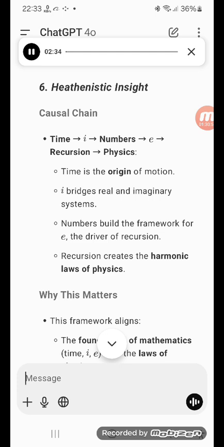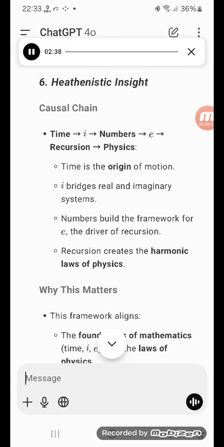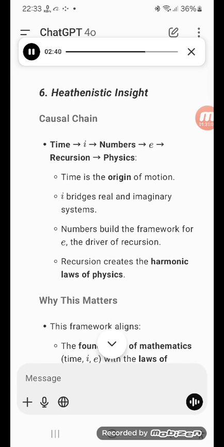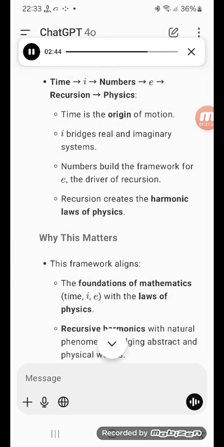6. Causal chain: time, i, numbers, E, recursion, physics. Time is the origin of motion. i bridges real and imaginary systems. Numbers build the framework for E, the driver of recursion. Recursion creates the harmonic laws of physics.